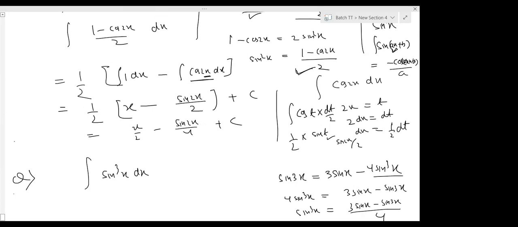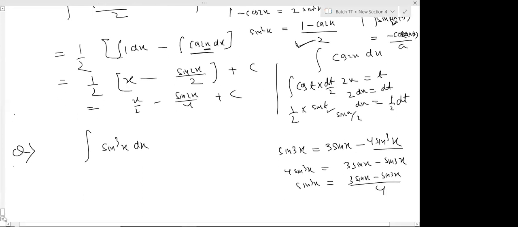All right. Is this thing clear, everyone? Yes, sir. All right. Then please find the value of this integration. Replace the value of sine cube x as this. We get the answer.